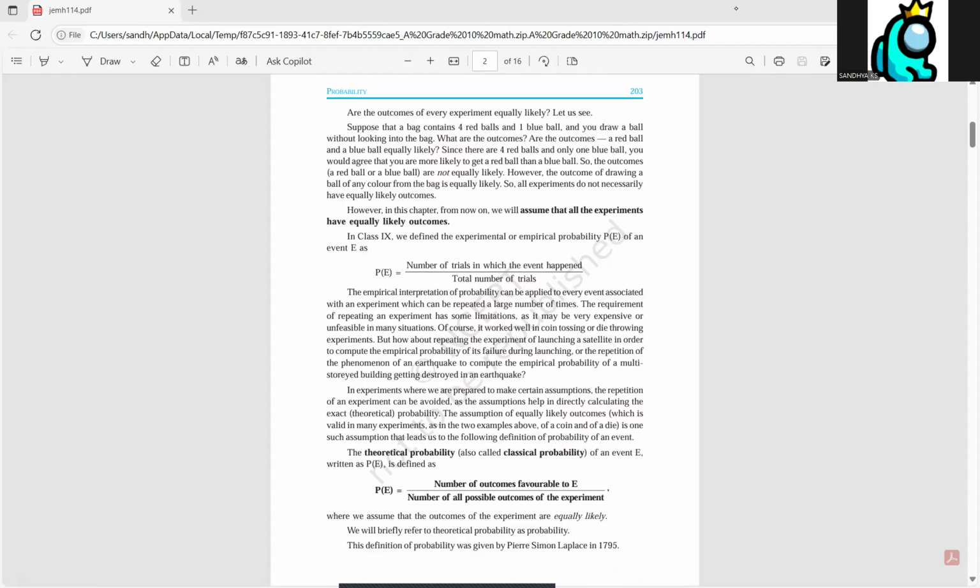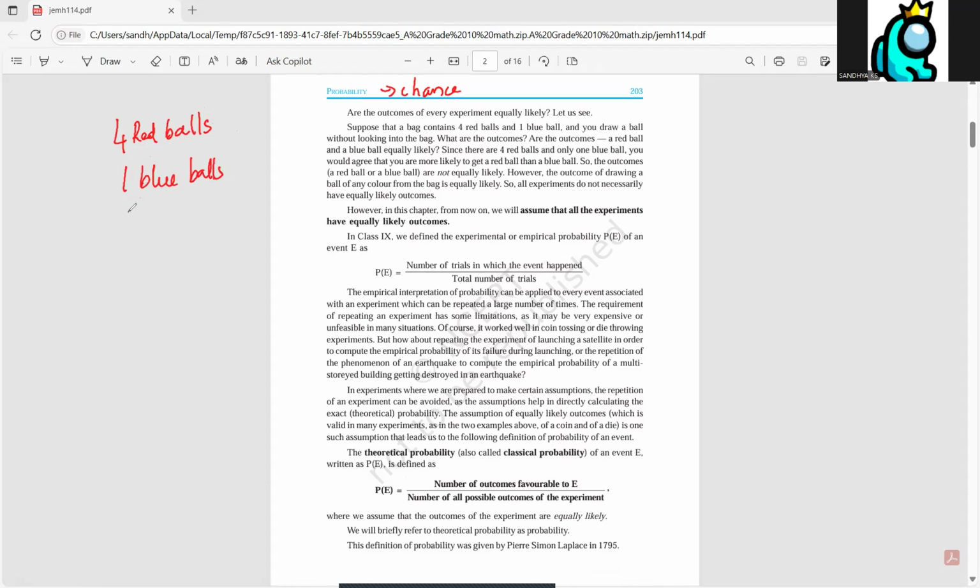Okay, we can see the chapter probability. So probability means basically it is chance. Probability means chance. So what we are going to do is, suppose you have four red balls and one blue ball in a bag. You need to draw one ball out from that bag.